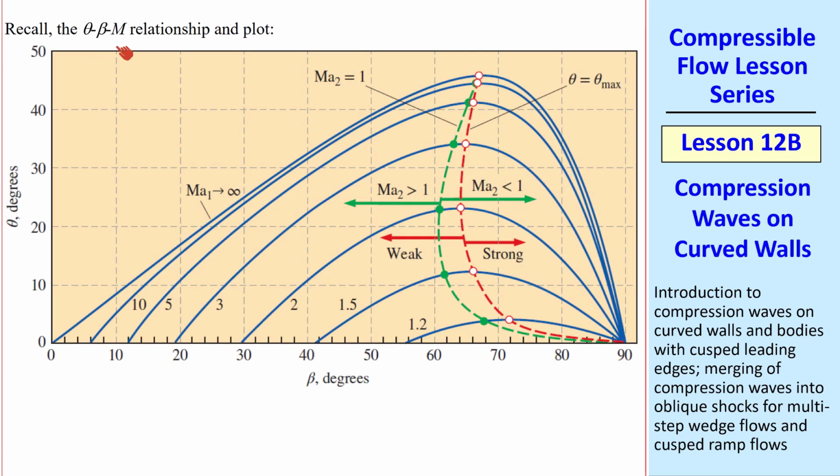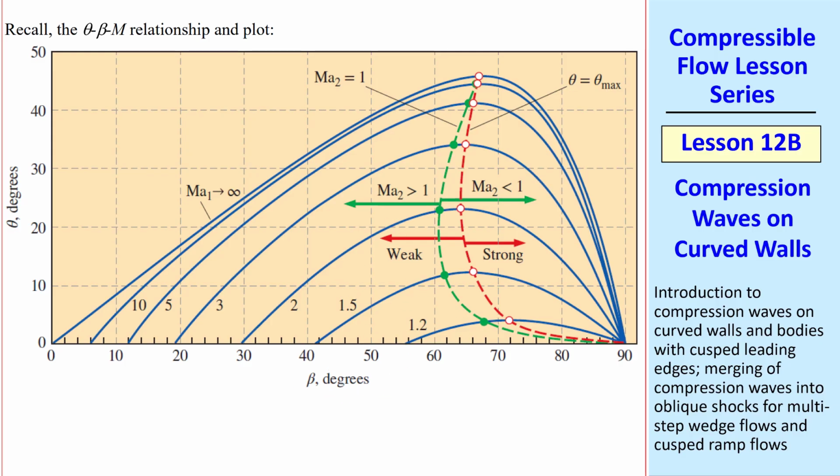Recall also the theta-beta-M relationship and plot, which apply to oblique shocks, where we plot turning angle theta as a function of shock angle beta for various Mach numbers. And recall we had the sonic line, actually a sonic curve, this green dashed line, where everything to the right has a subsonic Mach number 2 downstream of the shock, and supersonic Mach number 2 to the left of this curve. We also had this maximum theta line, or curve, where to the right of this red dashed line, the oblique shock is strong, and to the left it's weak.